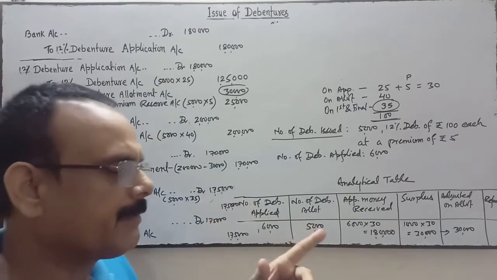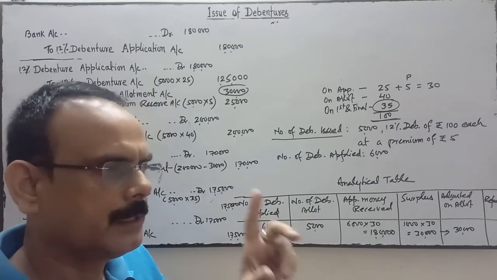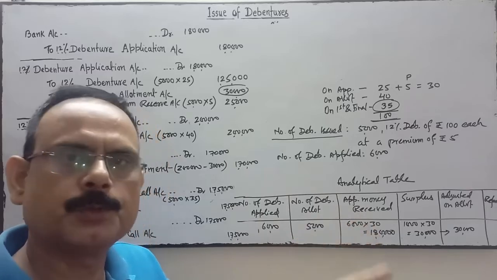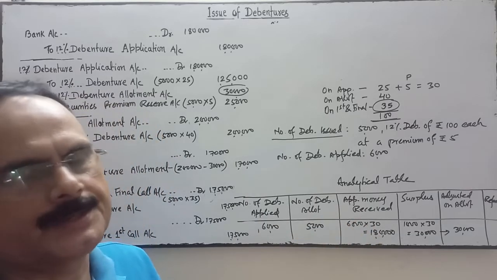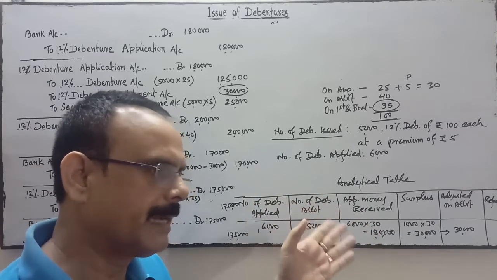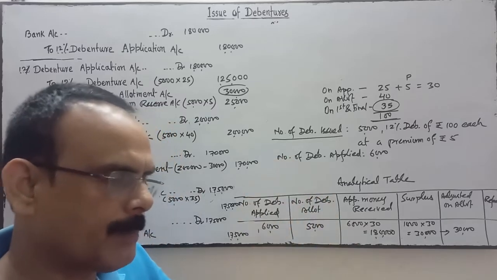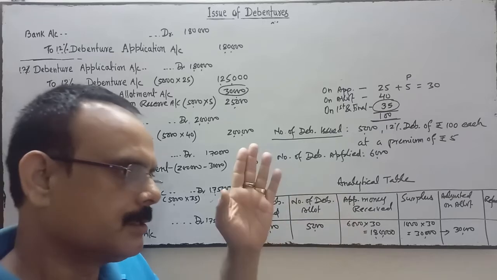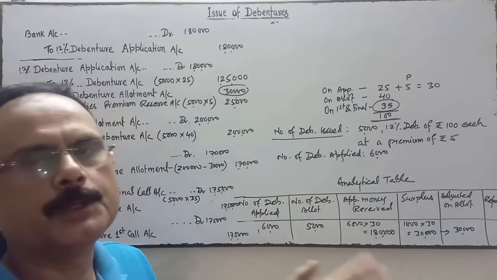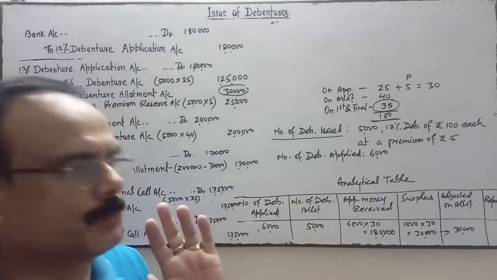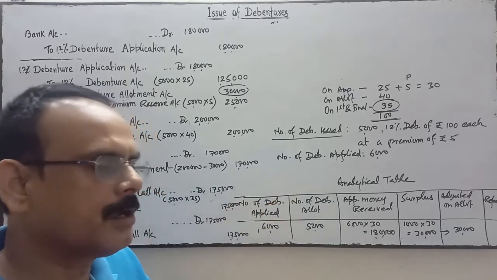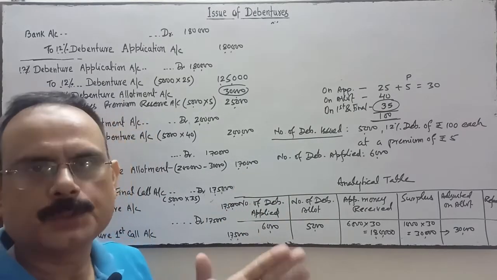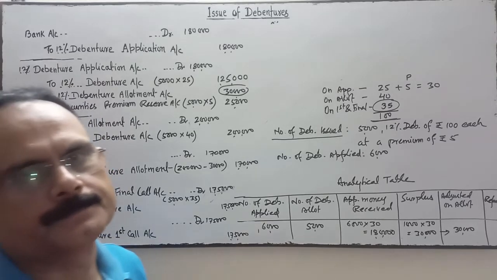In case of share application, we'll use debenture application over here. In place of share allotment, we'll use debenture allotment. In place of share first call, we'll use debenture first call. In place of share second and final call, debenture second and final call. This is the wording we use in place of this.